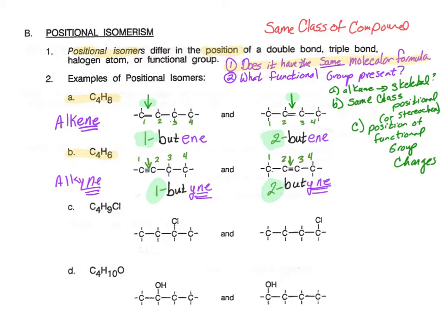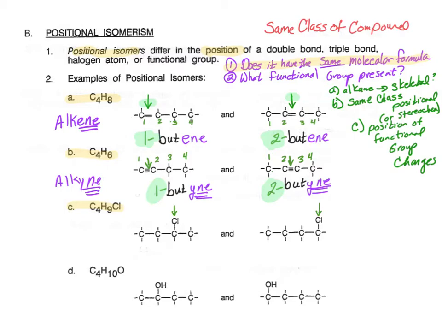We have C4H9Cl, 2 different versions of it. And for this one, our functional group is this chlorine here, and we know that these have a possibility of being isomers because they have the same formula. We see that they are in the same class of compound, and I'm going to ask you what that class of compound is.